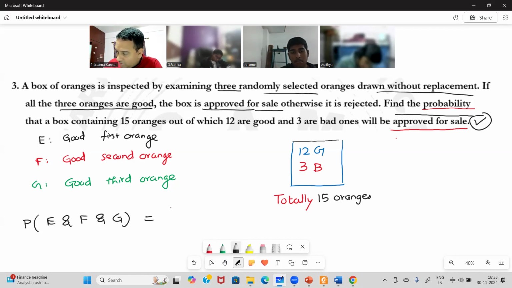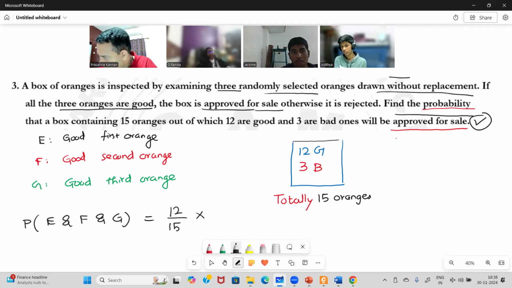So the probability of the first orange being good is what? 12 by 15. Now what do you do? Do you replace that orange back in the box or do you keep it aside? Keep it aside, sir. How do you know that? Without replacement. Exactly. Now tell me how many good oranges are there in the box? 11, sir. How many total oranges are there? 14. What is the probability of drawing a good orange now? 11 by 14. Very good.